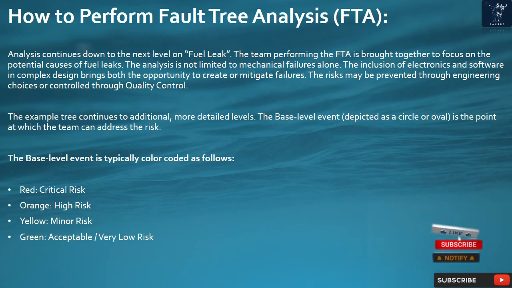The base level event, depicted as a circle or oval, is the point at which the team can address the risk. The base level event is typically color-coded as follows. Red, critical risk. Orange, high risk. Yellow, minor risk. Green, acceptable/very low risk.